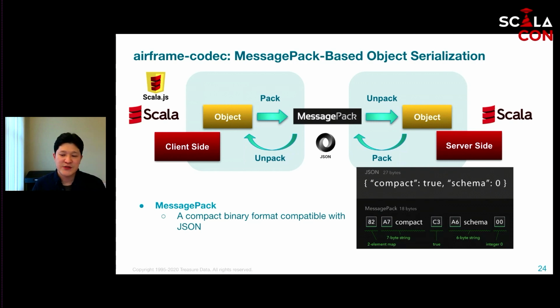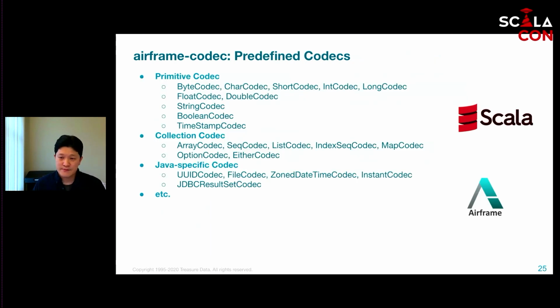MessagePack is a sort of compact binary format that is compatible with JSON. So for example, you will find this JSON data, which is written in 27 bytes. If we translate this JSON data into MessagePack, it can be represented using just 18 bytes. So it's a compact JSON format. And we defined various predefined codecs for Scala primitive types, collection types, and Java-specific types, so that we can encode arbitrary Scala objects into MessagePack format.